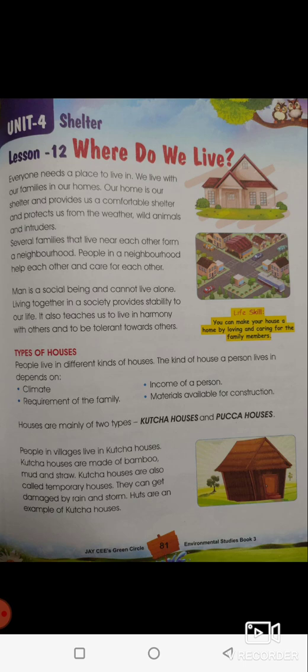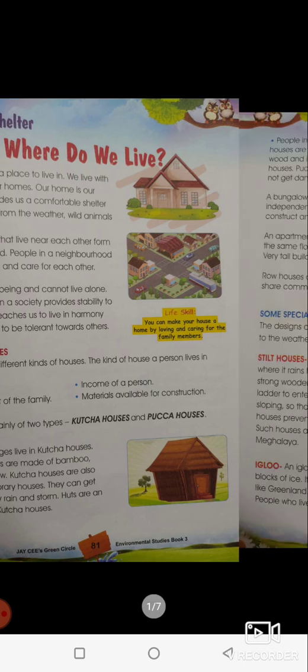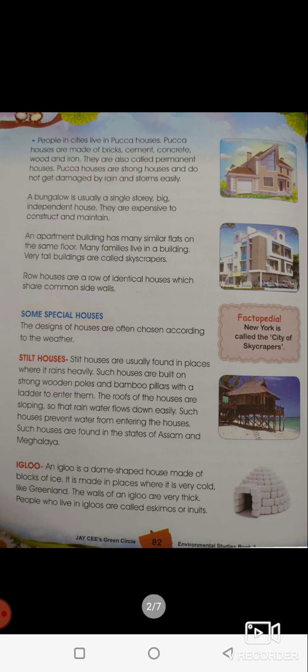So look at this picture. It is a small hut. It is all made of straw and bamboo. Even when there is heavy rain around this area, this house will be damaged. It will not last long. So this is one example of a kacha house. And the next building you see is a pakka house.